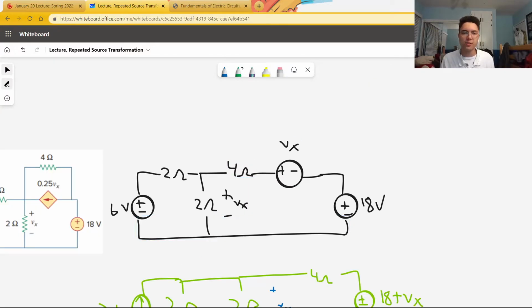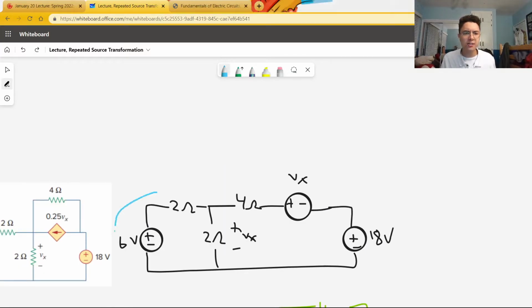Now we'll source transform this circuit so that everything is in series instead. To do this, we actually need to convert this to temporarily be in parallel instead, so that we can subsume this 2 ohm resistor. You'll see what I mean in a bit.